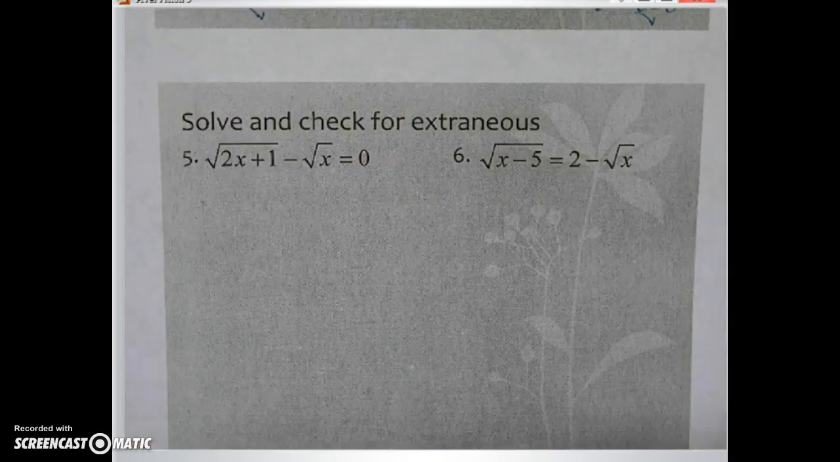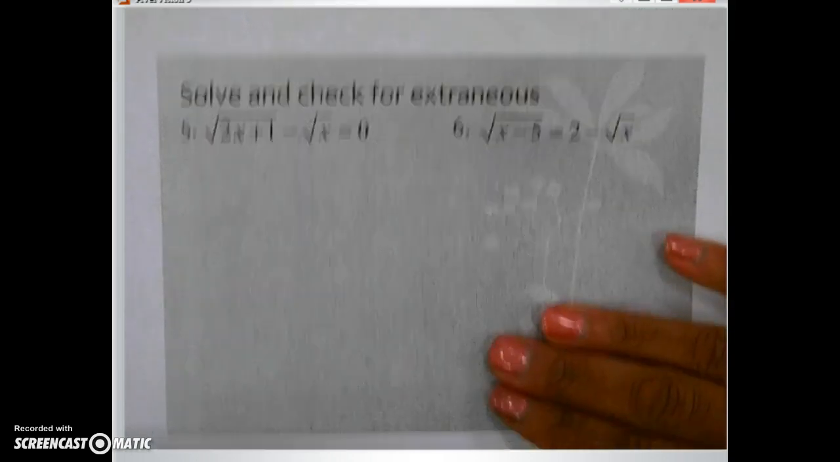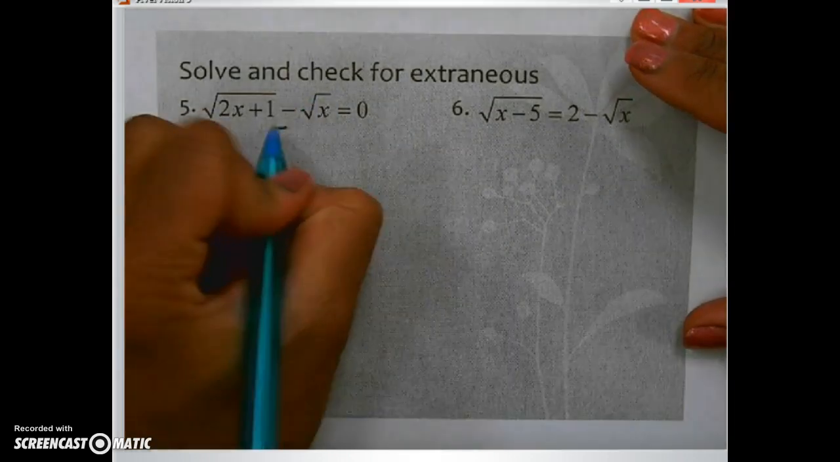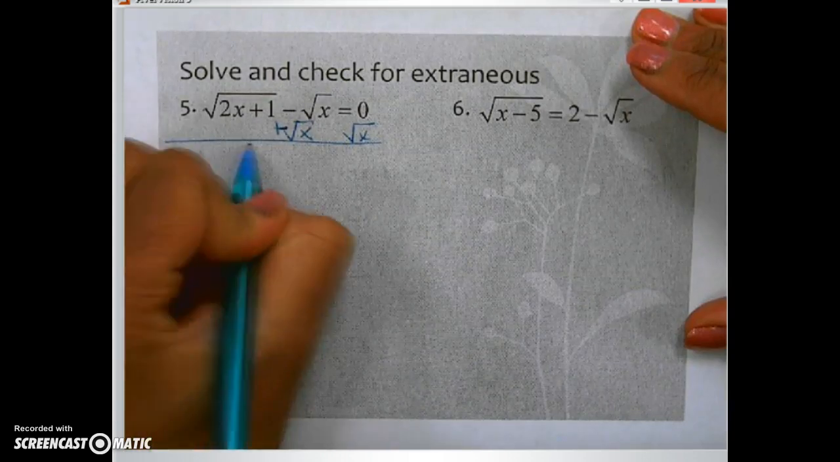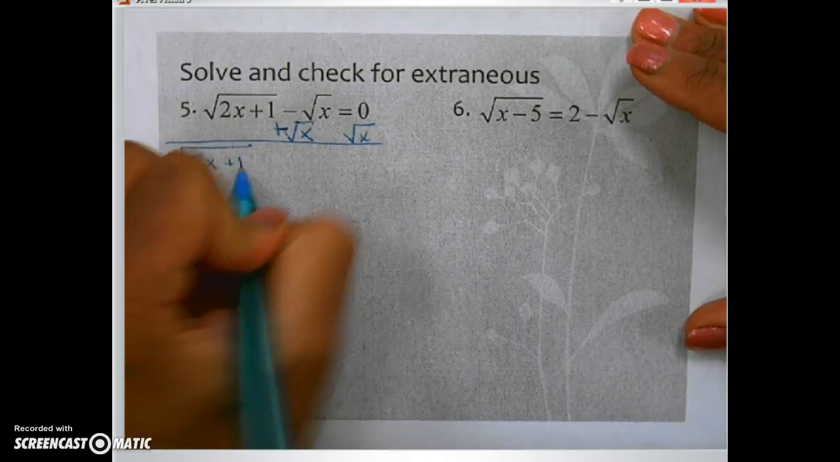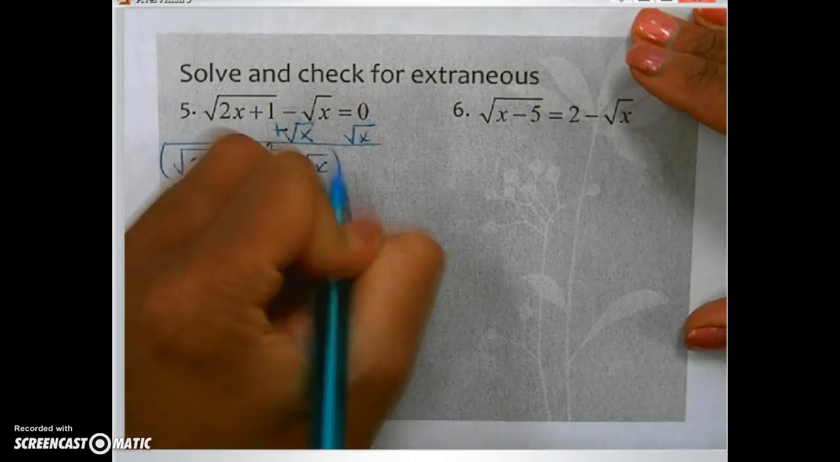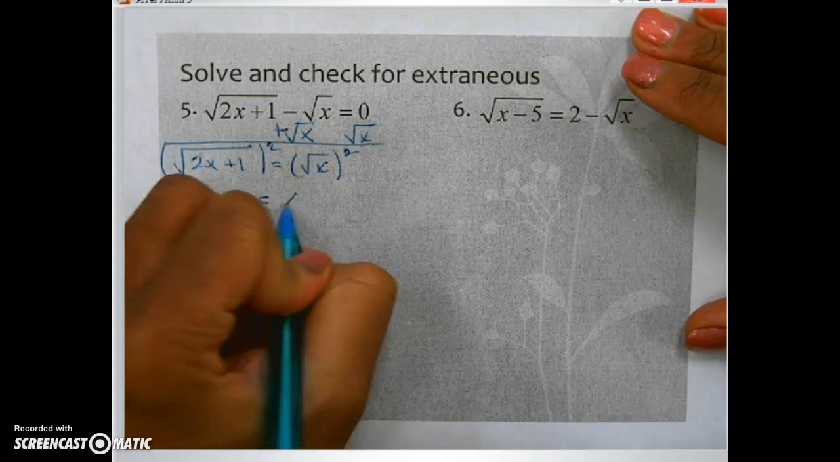Okay, next one. What are you going to do? Do the same thing that we did for the last one. I would love, love, love for you to start this on your own. If you feel pretty good about it, go ahead and press that wonderful pause button. If you feel a little bit shaky, roll with me. So first I'm going to separate them because them together, not a good look. And I get the square root of 2x plus 1 is equal to radical x. From here, as you did before, we square both sides and get 2x plus 1 equals x.